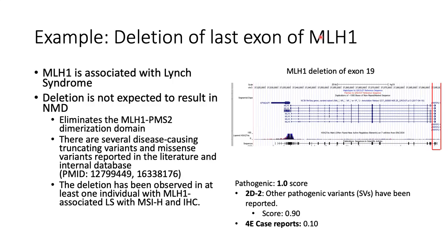In this case, this deletion has been observed in at least one individual with MLH1-associated Lynch syndrome, with microsatellite instability that was high, and immunohistochemistry was specific for MLH1 haploinsufficiency. So in this case, we can classify that variant as pathogenic because we are adding the top score for that criteria. And on top of that, we have case reports.